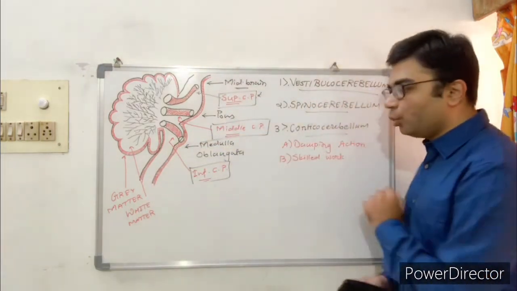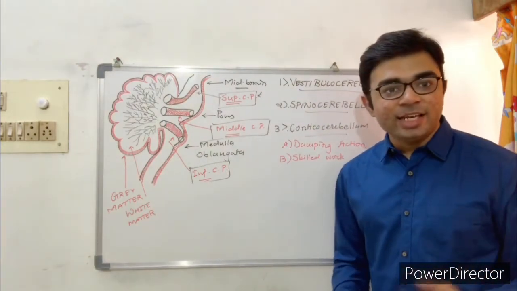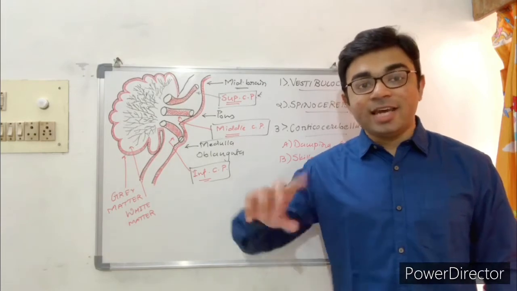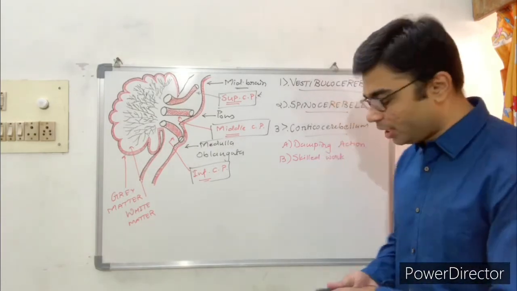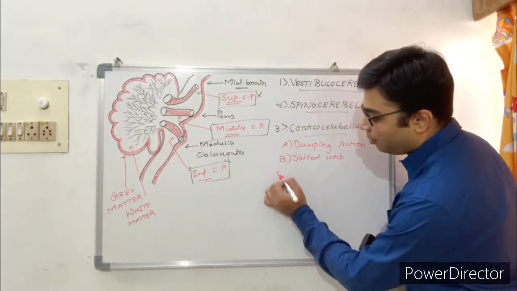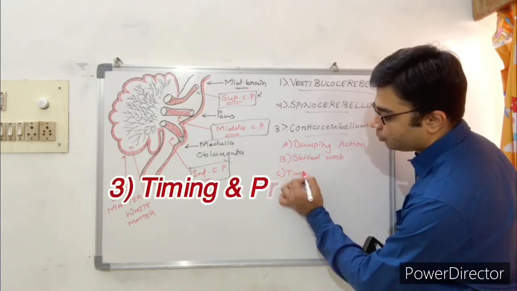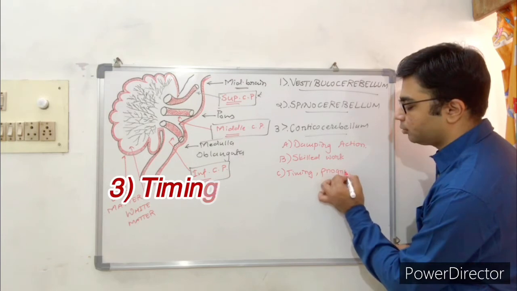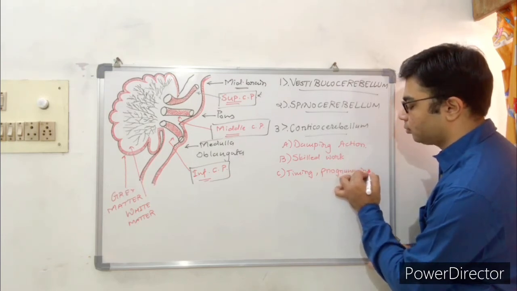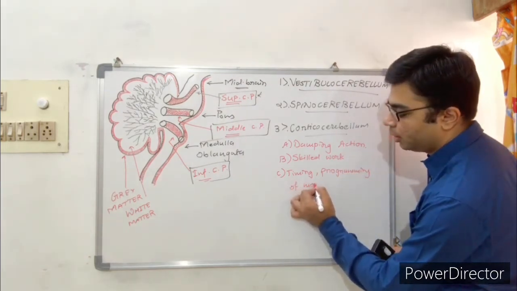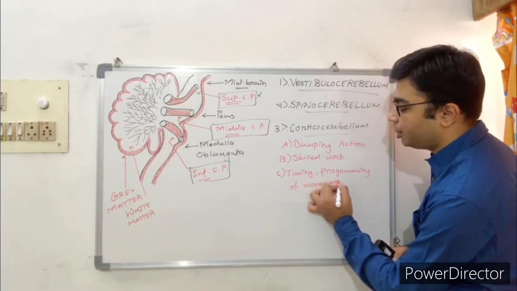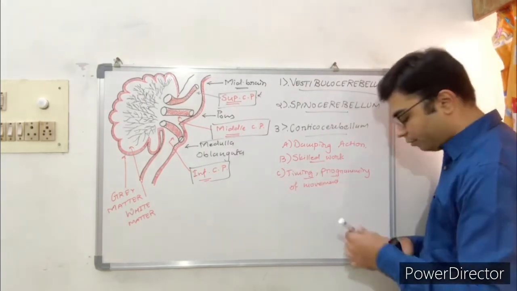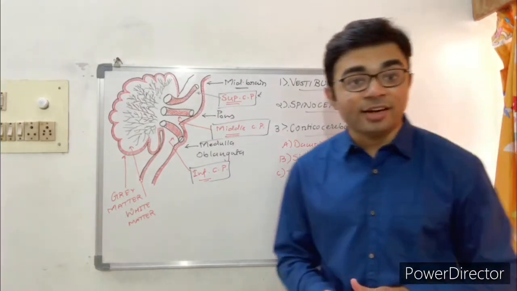So the skilled work like typing, dancing, cycling, which includes rapid alternating movement, is directly connected with our third function, that is the timing and the programming of the movement. So number two, that is skilled work, and number three, that is timing, programming of the movement, both are actually interconnected.